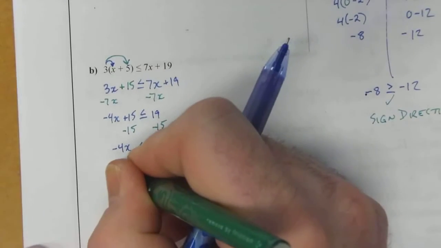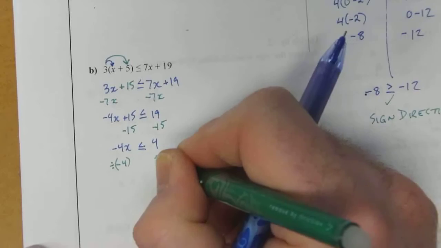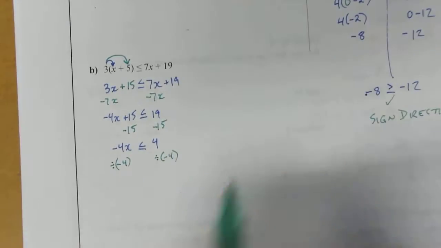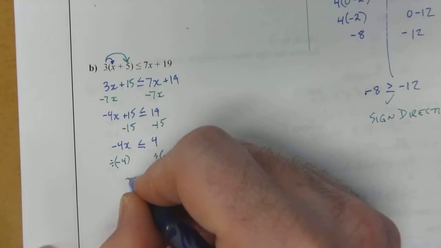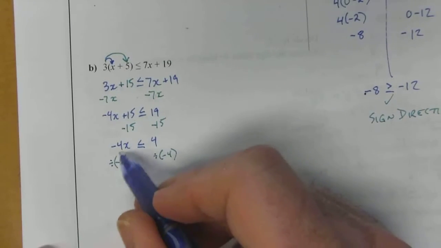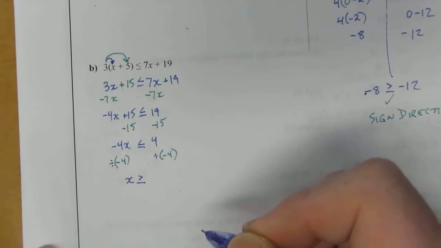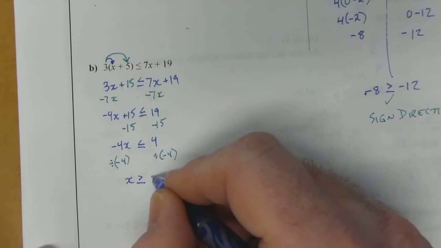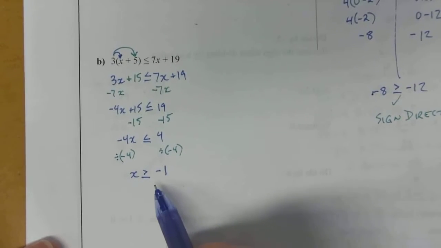So now we're going to divide by negative 4 to get x by itself. And we do that to both sides. Negative 4 divided by negative 4 is 1, so that leaves us with x. We're dividing by a negative, so we're going to flip our sign. And then 4 divided by negative 4 becomes negative 1. So it looks like x is greater than or equal to negative 1.